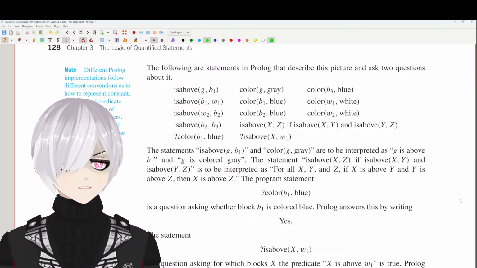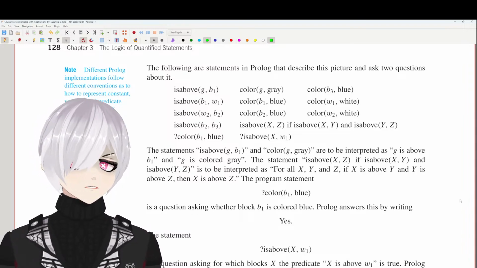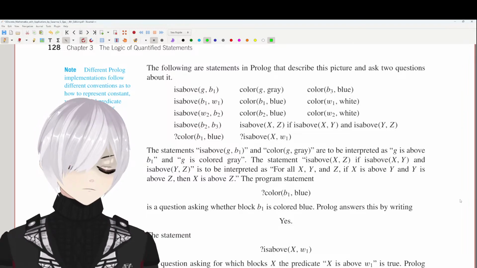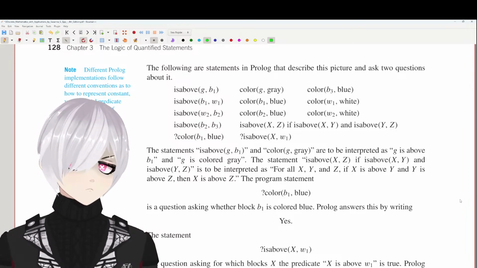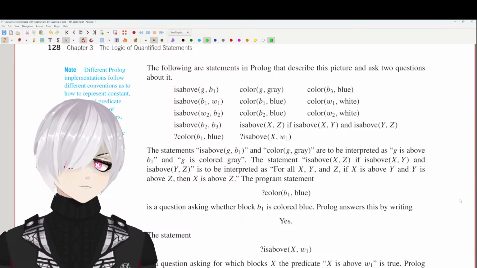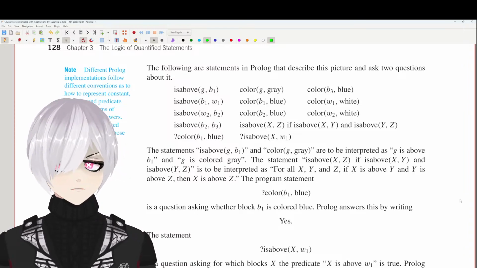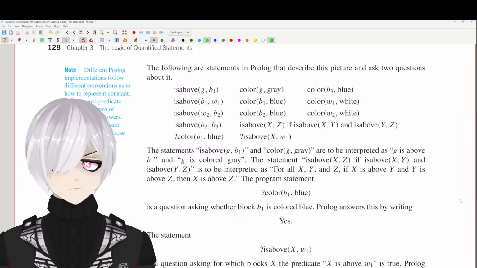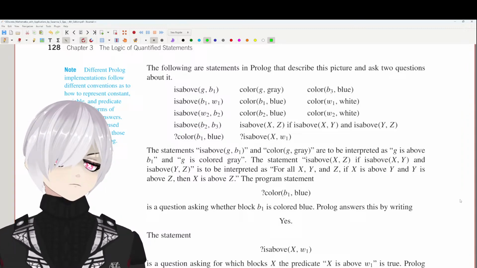Let's see. So the following are statements in Prolog that describe the picture and ask two questions about it. So we have predicates: is above G B1, meaning G is above B1, is above B1 W1... is above W1 W2, is above B2 B3. And then question mark, color B1 blue, color G gray. So I guess we have more predicates, like color G gray means the color of G is gray. And similarly, color B1 blue, color B2 blue, color B3 blue, color W1 white, color W2 white.